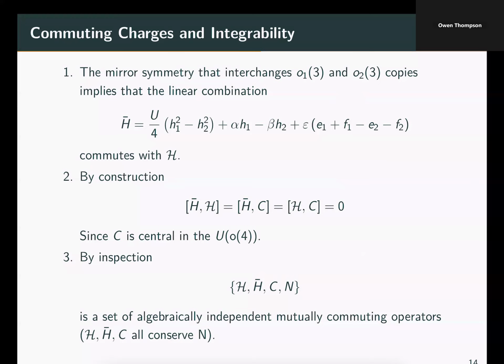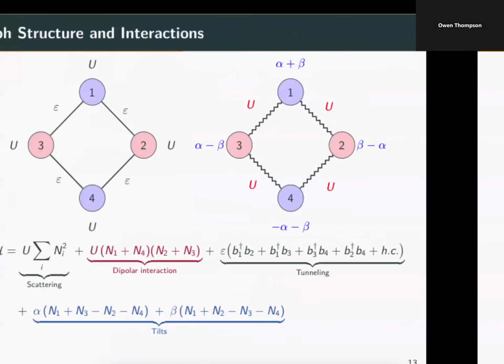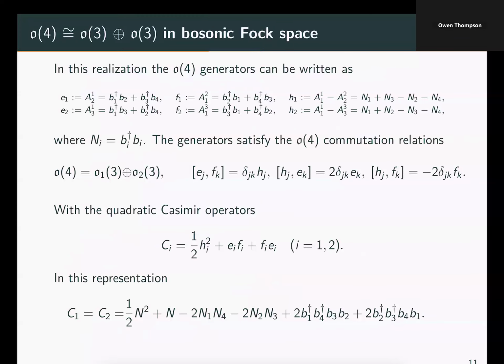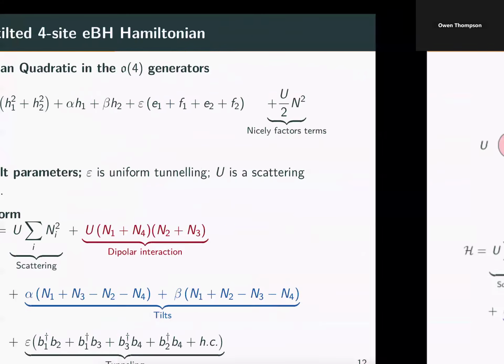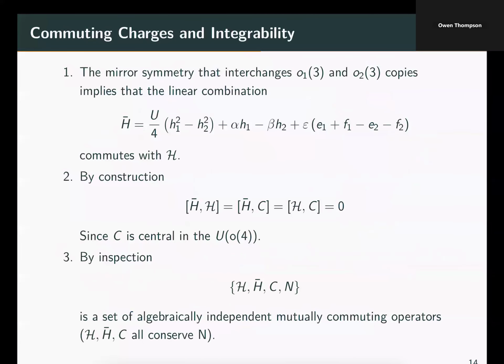So using the decomposition of O4, or isomorphism to the product of O3 with itself, we can exchange those 2 copies of O3. And that's what gives us this additional 4th charge that we needed. So we get a set of algebraically independent, mutually commuting operators, observables: the Hamiltonian, this mirror Hamiltonian, the Casimir operator, and so we've got 4 charges and 4.